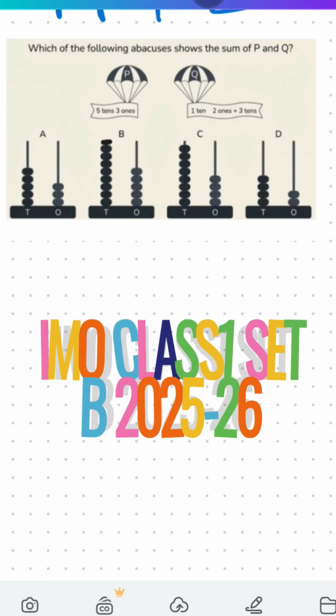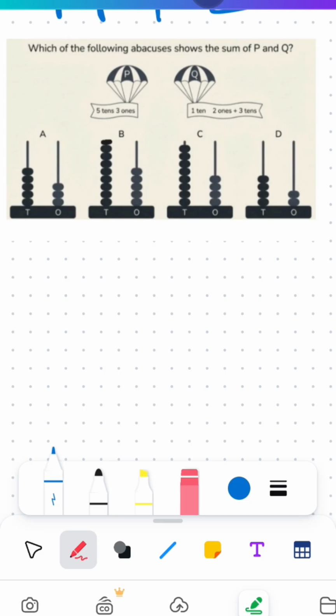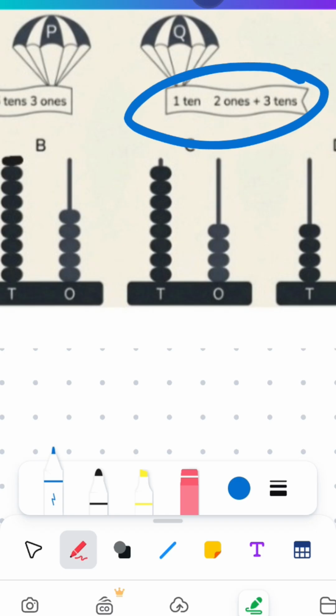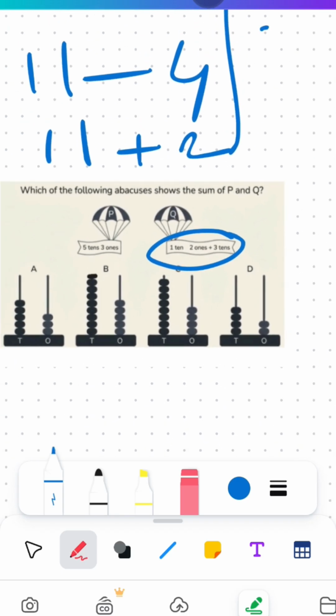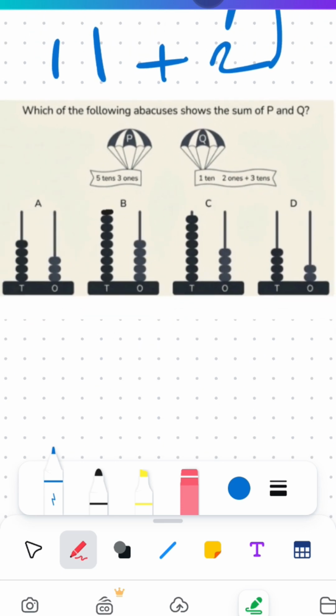Look here, this is an abacus question. This question is so easy, but only if you know about these things. So we will check here. First, 53. Look here. Which of the following abacus shows the sum of P and Q? Here are P and Q.